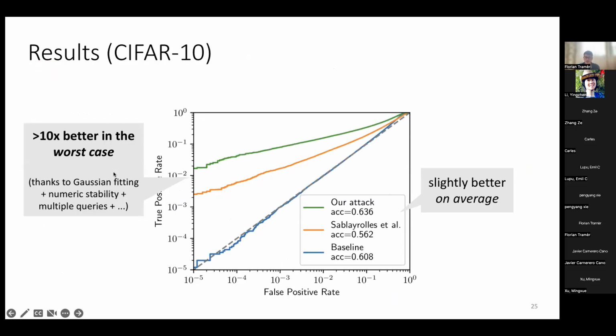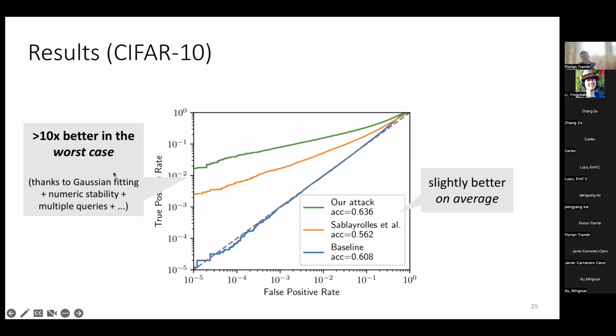And keeping things short, we find that this attack, which really follows from first principles of what it means to do membership inference, from this idea of doing a statistical test between the membership hypothesis and the non-membership hypothesis, works extremely well. And it doesn't even really matter how you measure the attack success. It turns out that this attack works better than prior attacks on average. But again, this isn't really what we care about. What we really care about is how well the attack works at low false positive rates.